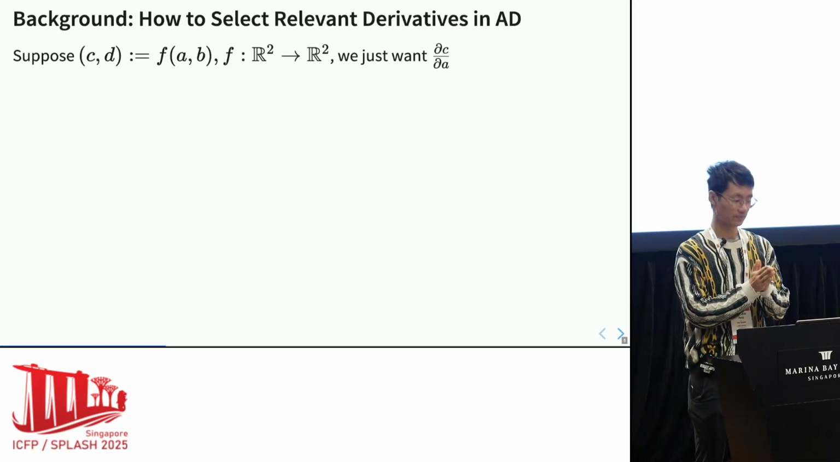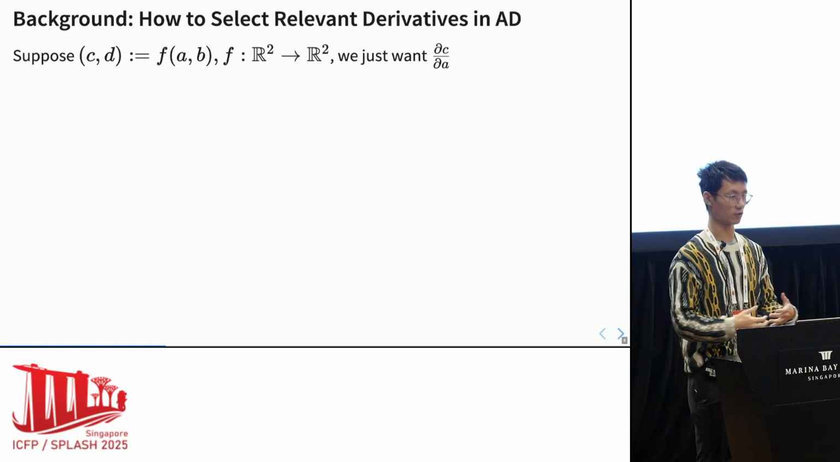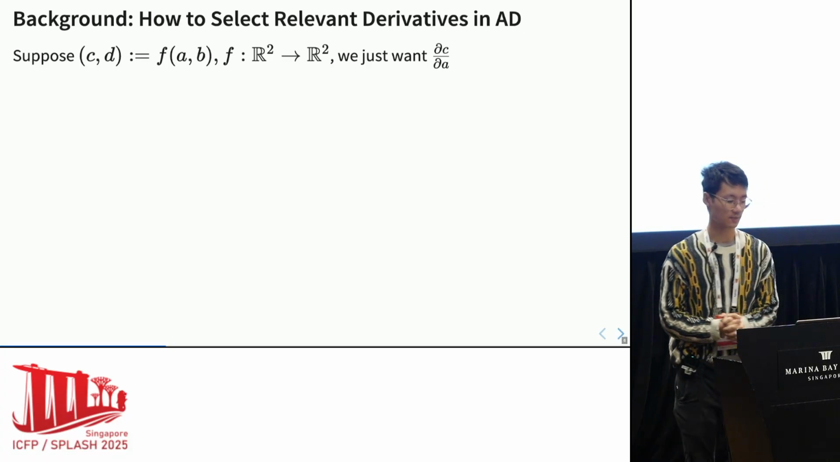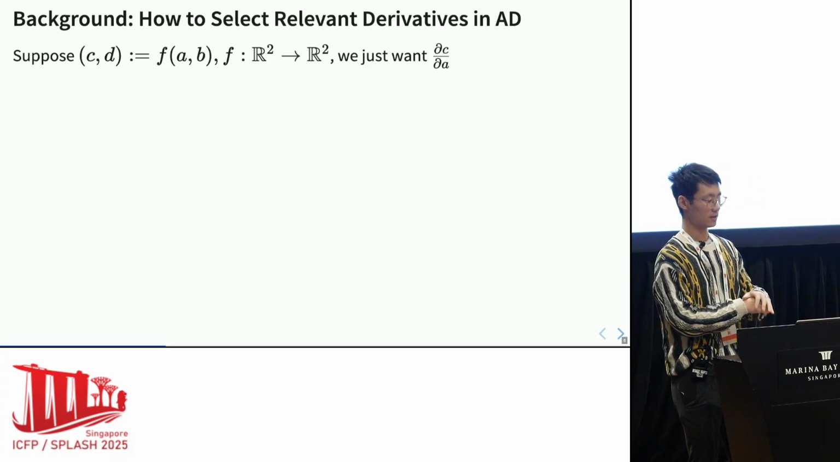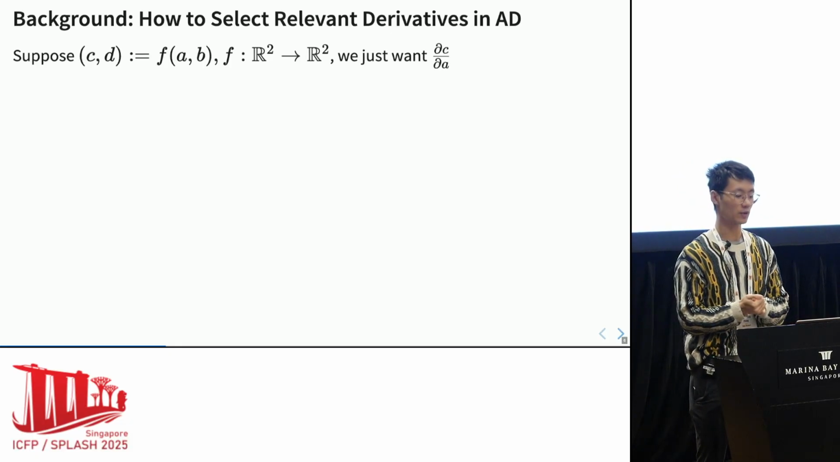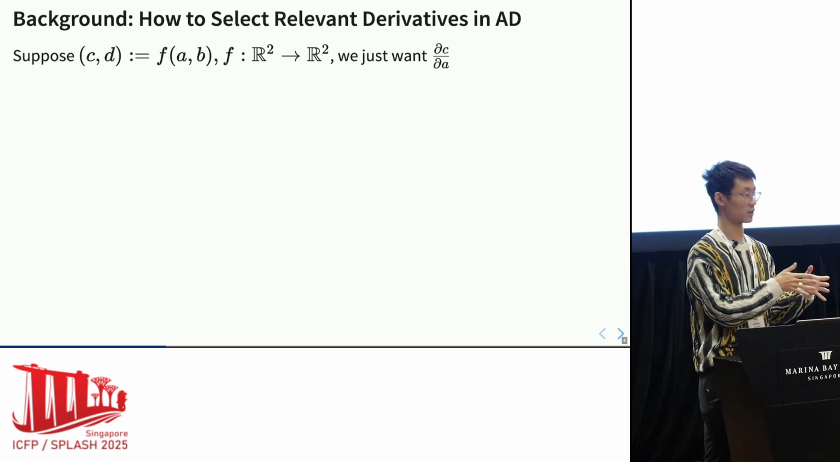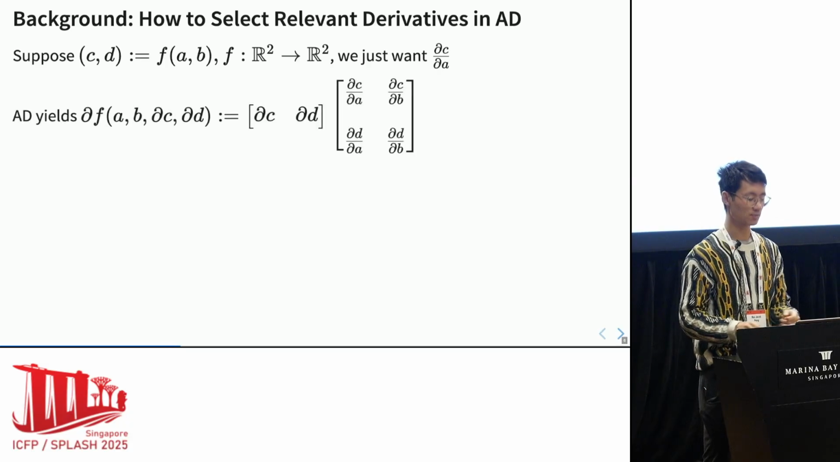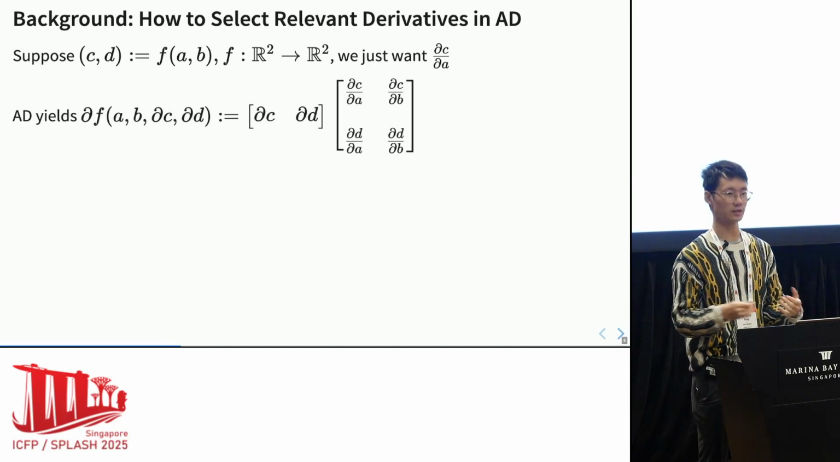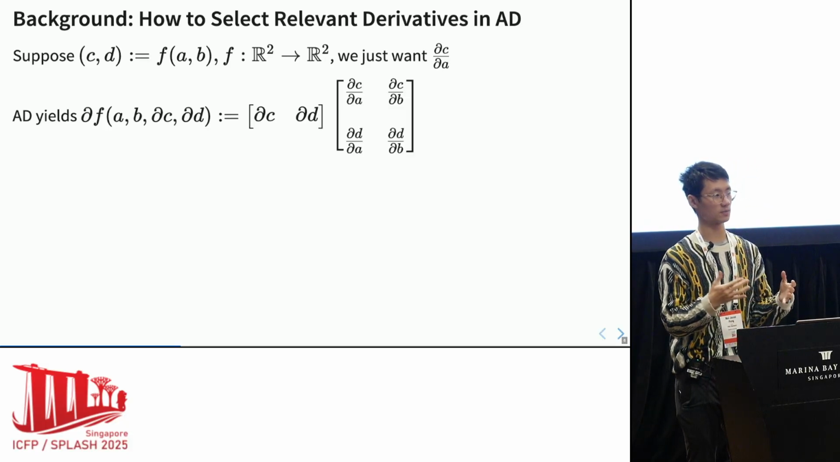Okay, so to talk about how activity analysis can improve the performance of differentiation, assume that we have this function which has two inputs and two outputs. And we are interested in the partial derivative of one of the outputs with respect to one of the inputs. The process of automatic differentiation will yield this generated function, which actually computes a vector Jacobian product.